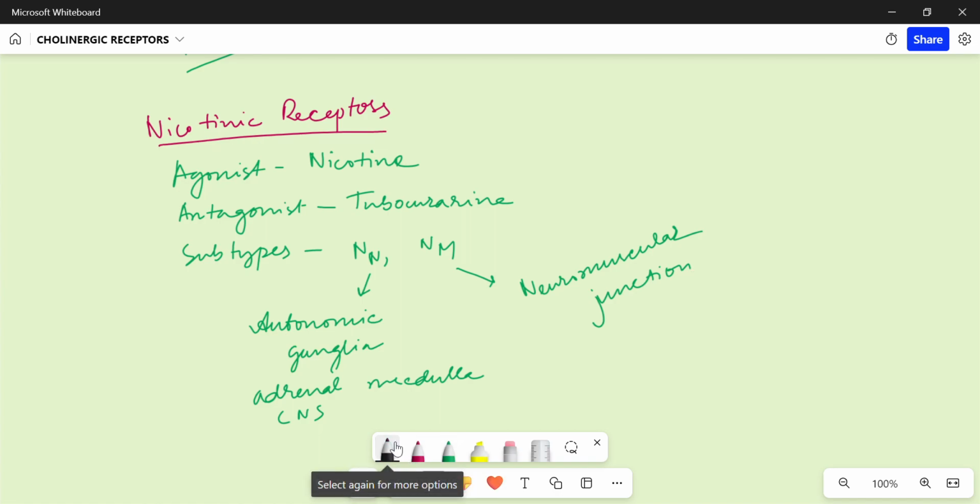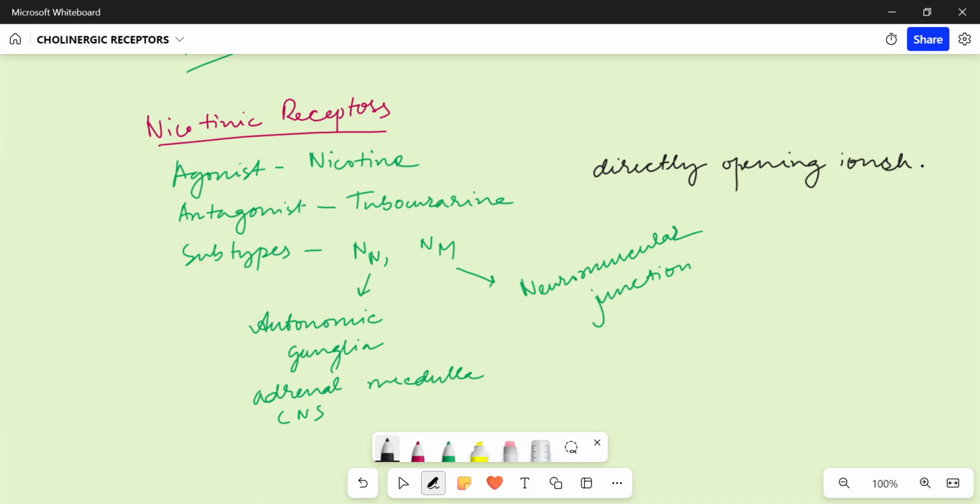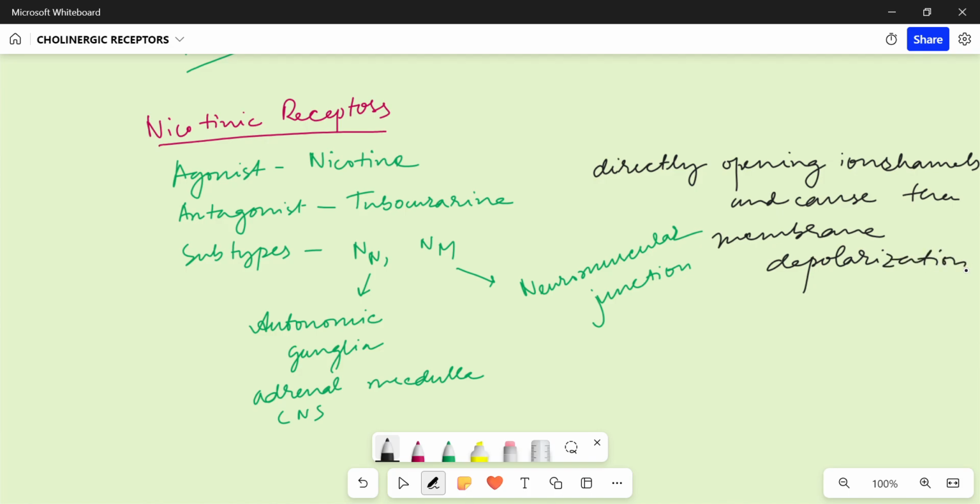They act by directly opening ion channels and causing membrane depolarization. Which type of ion channels? That is sodium and potassium type.